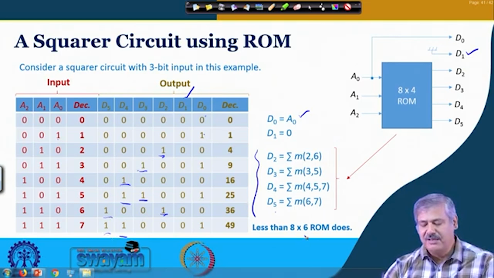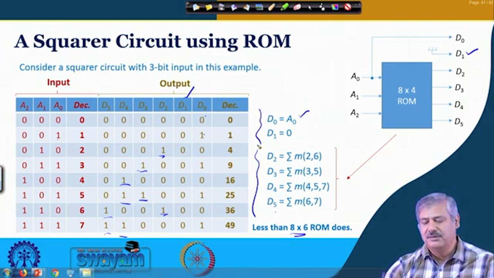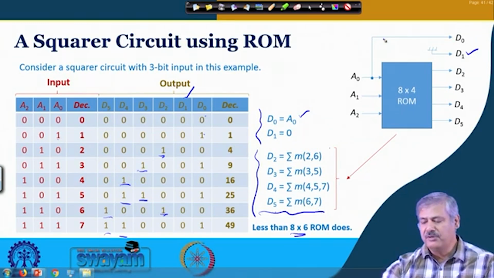So, we can have an 8 cross 4 ROM instead of 8 cross 6, because these two are already realized by simpler means. We can connect it in this manner, and within this 8 cross 4, this is the way the pattern needs to be ingrained. Then this particular block will be a square circuit for a 3-bit input, isn't it?